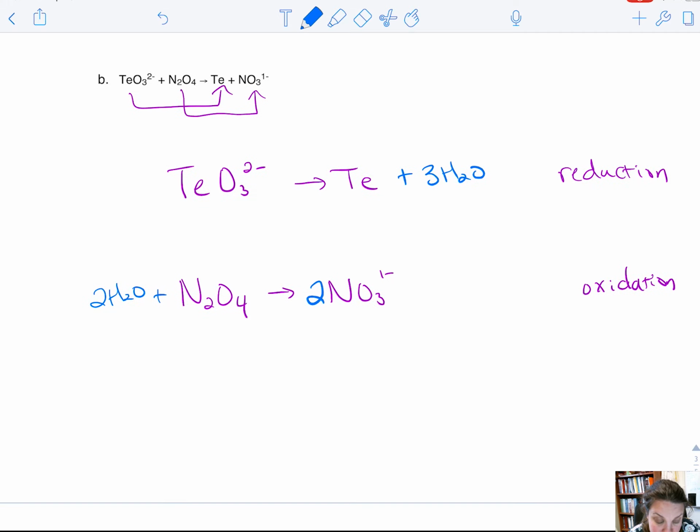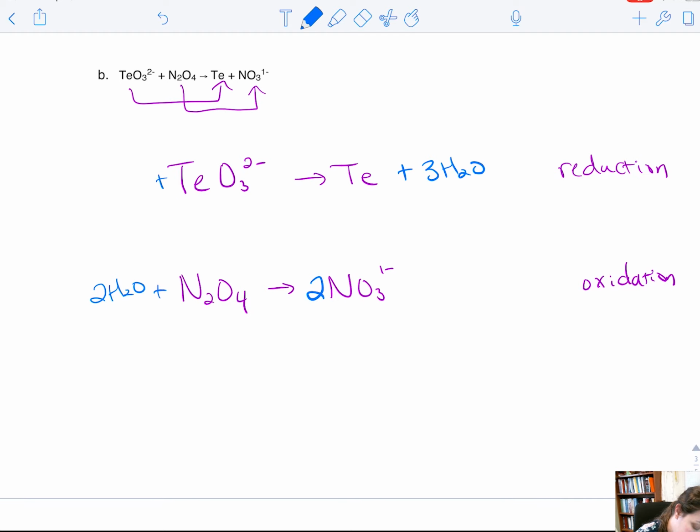After that, we need to balance out our hydrogens. We have on the top 6 hydrogens on the right, 0 on the left, so we'll add 6 H pluses. Bottom, we have 4 on the left, 0 on the right, so we add 4 H pluses here.